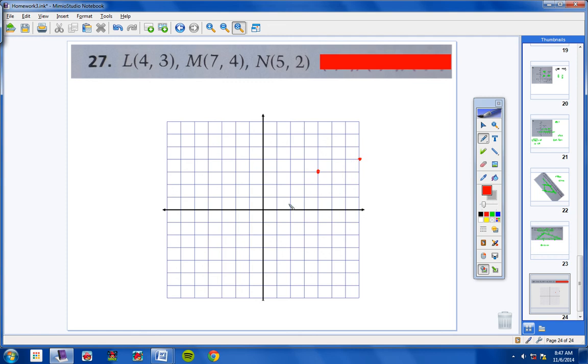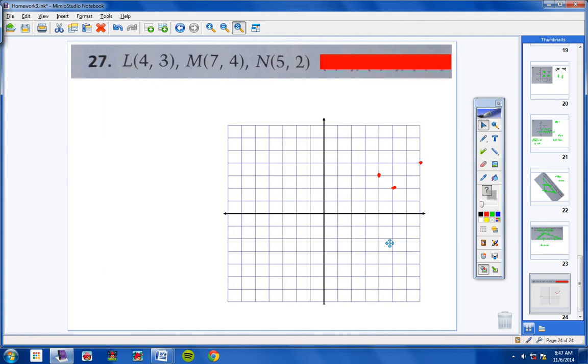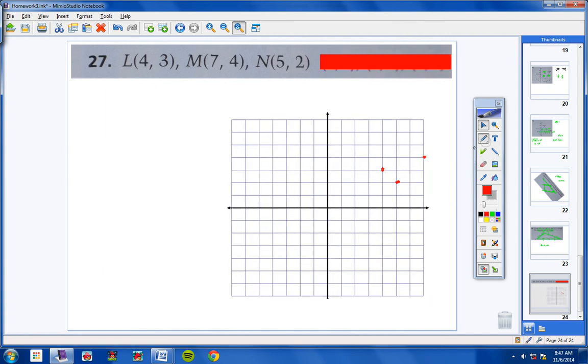And then 5, 2. So 1, 2, 3, 4, 5, 2. So these points here are the midpoints of the sides of triangles. Now, let's come over here and draw a triangle that kind of represents that, just to help us a little bit. So let's come over here, bring this over a little bit, and let's see what we have here.